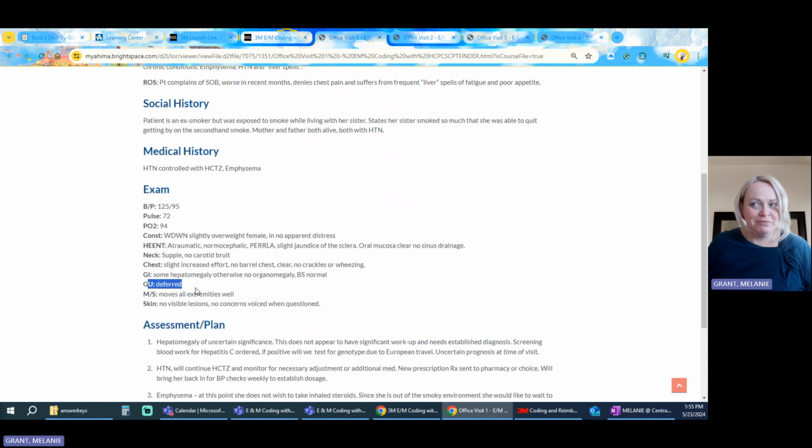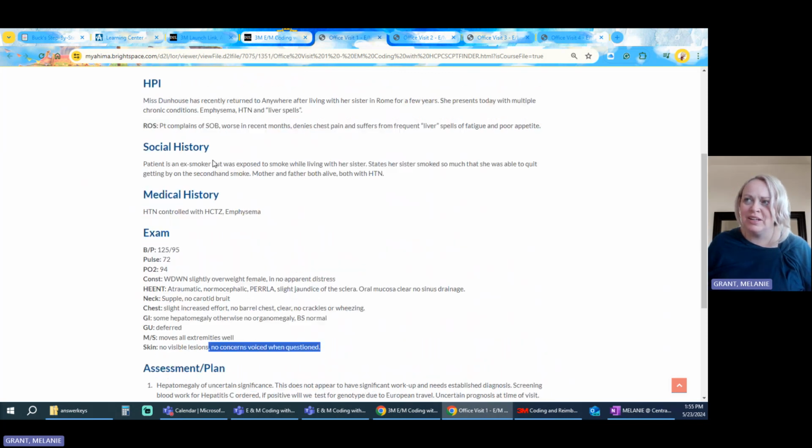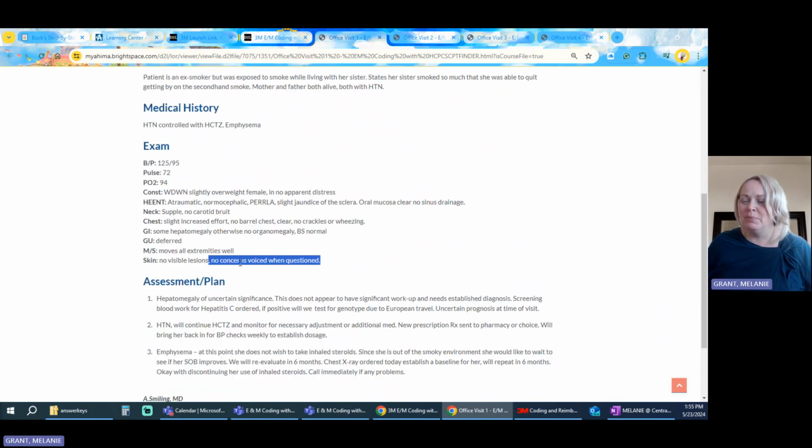Genital urinary was deferred, meaning that they did not do a genital urinary exam. Musculoskeletal moves all extremities well. That's something they can observe. Skin, there's no visible lesions, no concerns voiced when questioned. That statement kind of should have been up here in the review of symptoms, but that's perfectly fine to put it here. They're just observing the skin and saying that I don't see anything wrong with it. All of these are called exam elements.